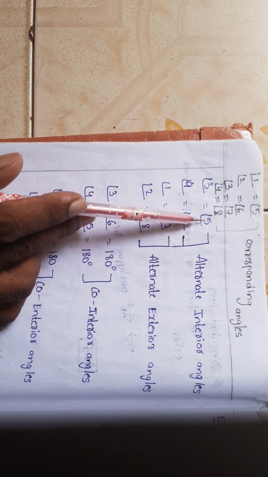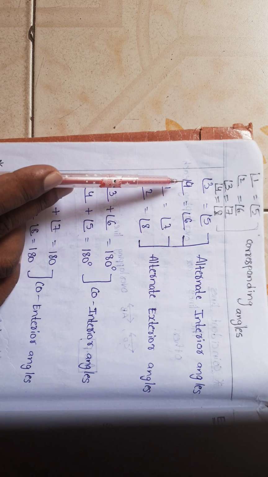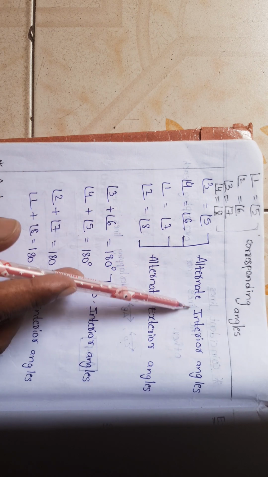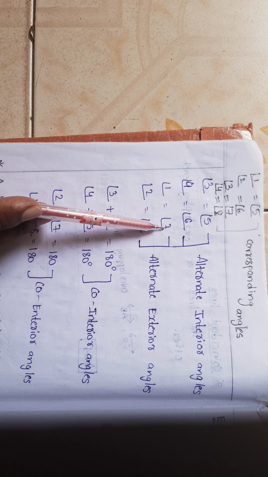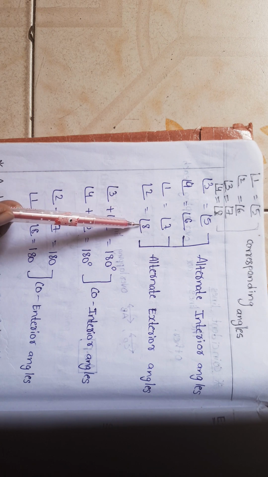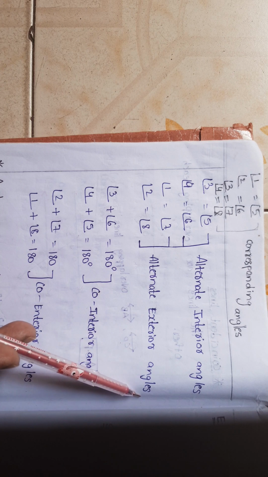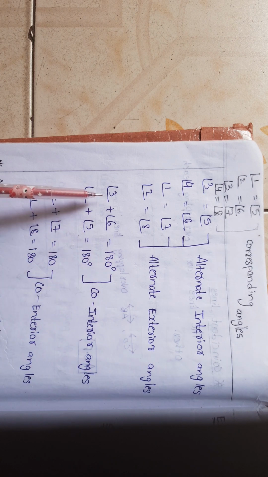Angle 3 is equal to angle 5, angle 4 is equal to angle 6: alternate interior angles. Angle 1 is equal to angle 7, angle 2 is equal to angle 8: alternate exterior angles. That is another kind.